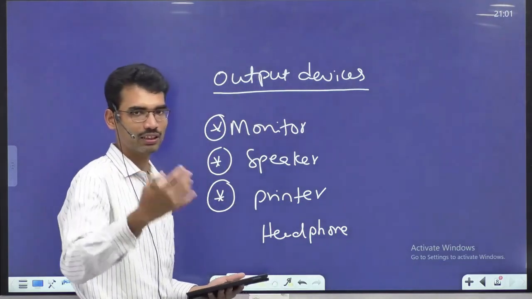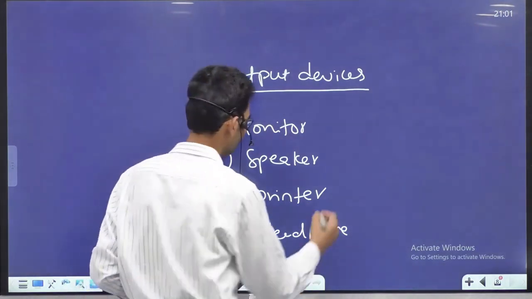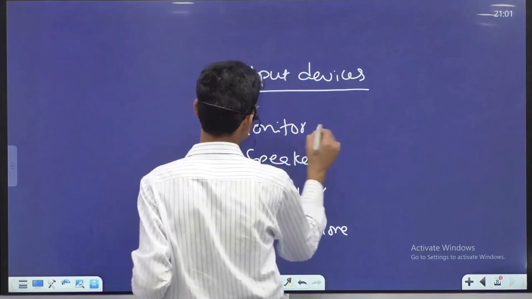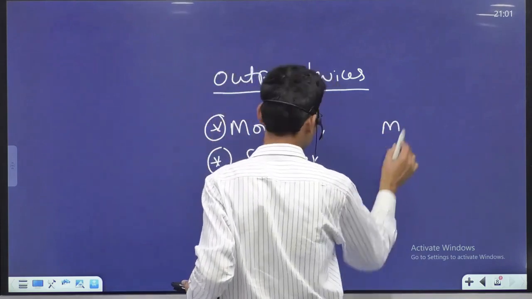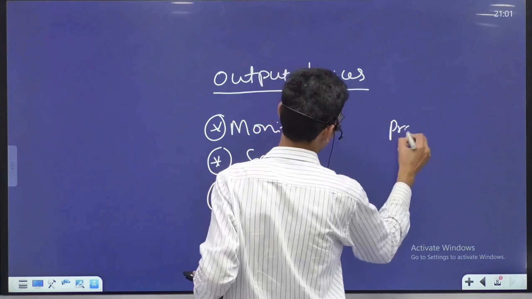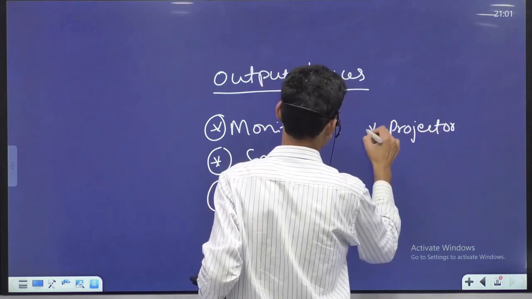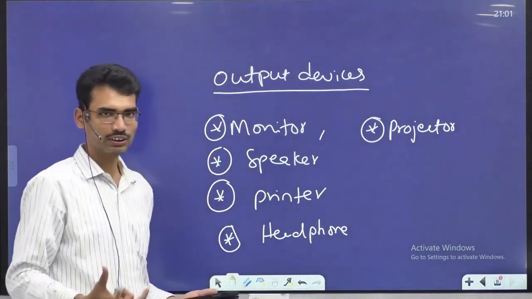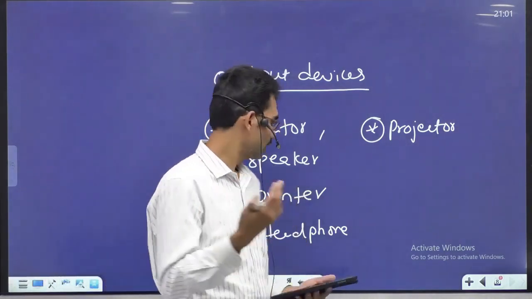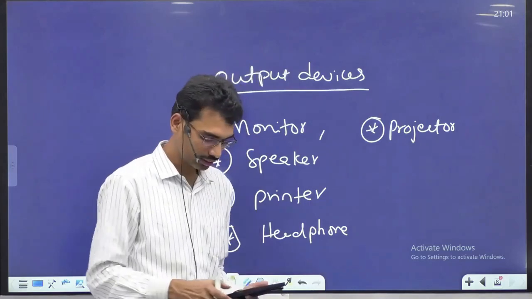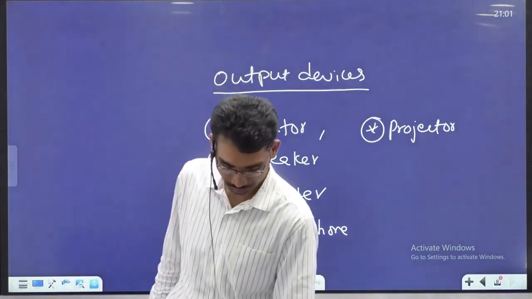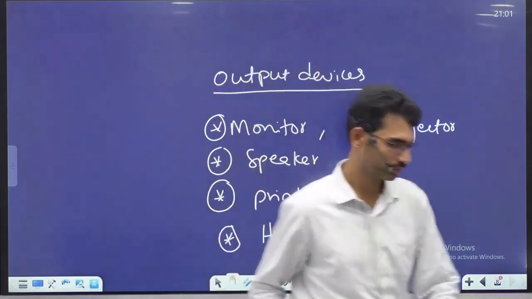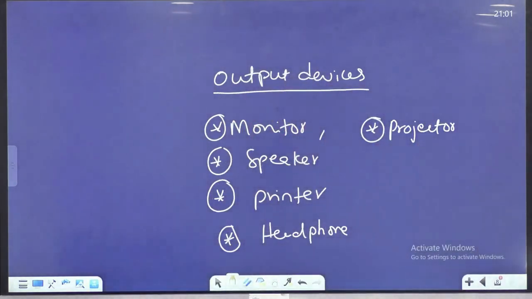Whatever we listen to, the speaker is also a kind of output, headphone is also a kind of output. If we go to a big monitor, the projector, it can be projected on the wall also. So monitor, projector, speaker, headphone, and printer are different types of output devices. And these output devices show the information which was processed by the computer.